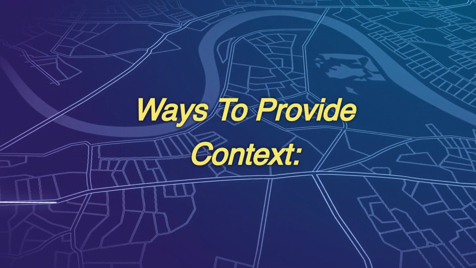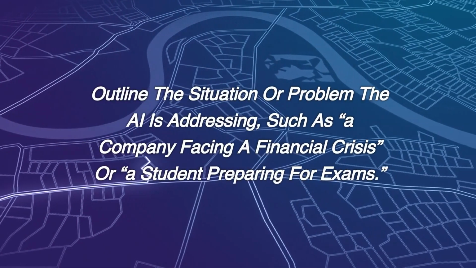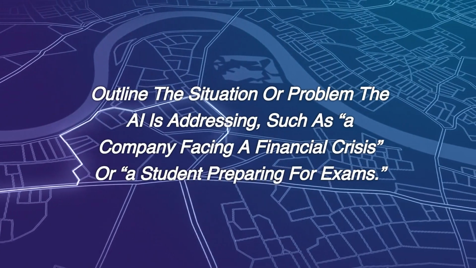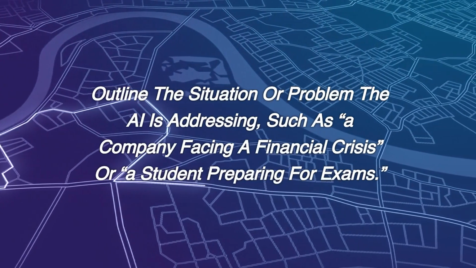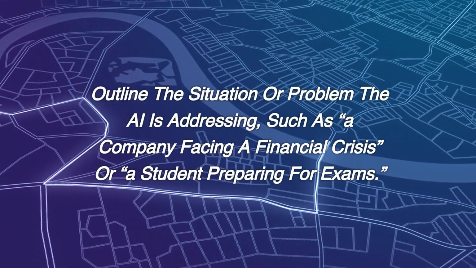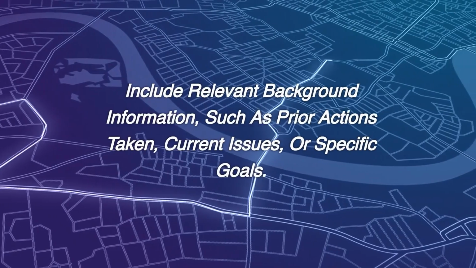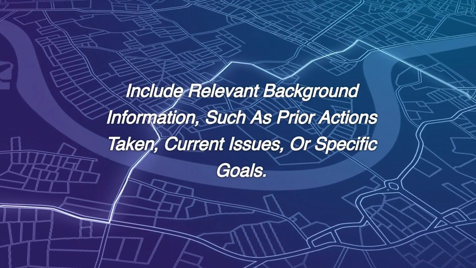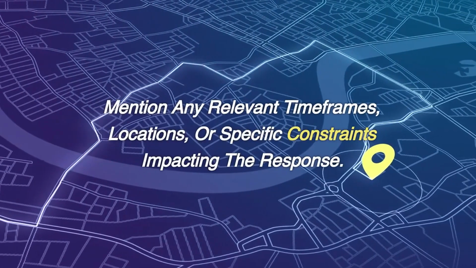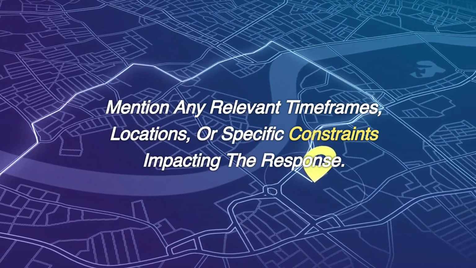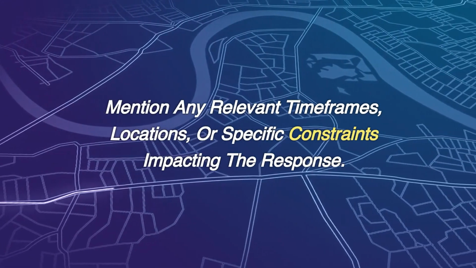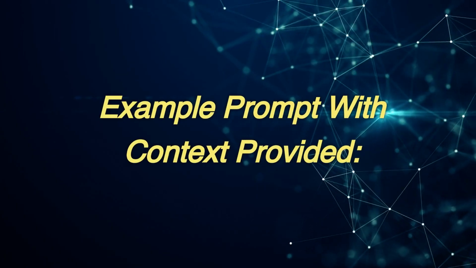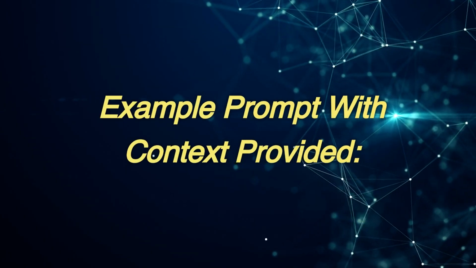Ways to provide context. Outline the situation or problem the AI is addressing, such as a company facing a financial crisis or a student preparing for exams. Include relevant background information, such as prior actions taken, current issues, or specific goals. Mention any relevant timeframes, locations, or specific constraints impacting the response. Example, prompt with context provided.